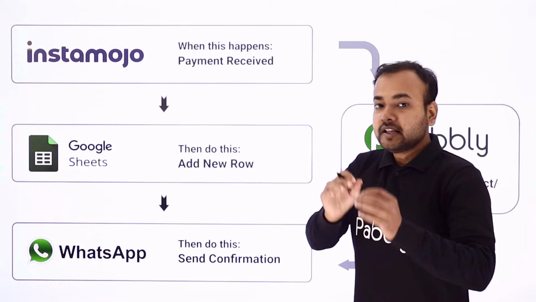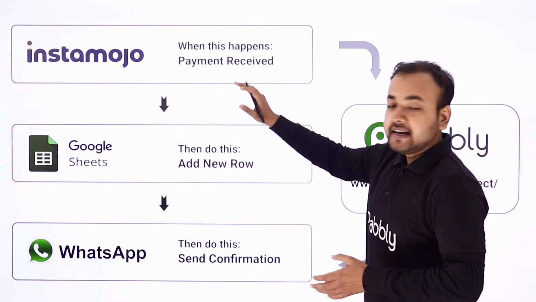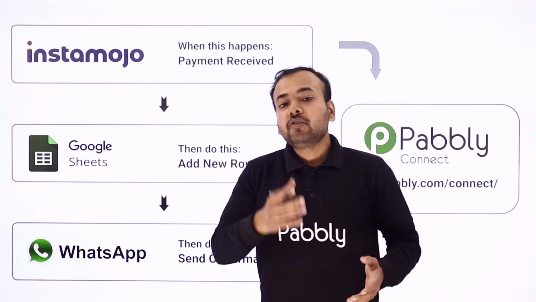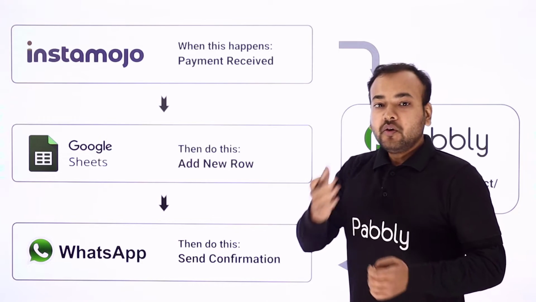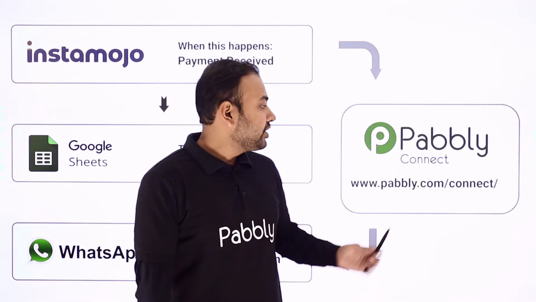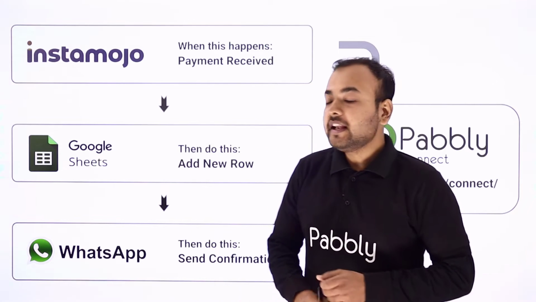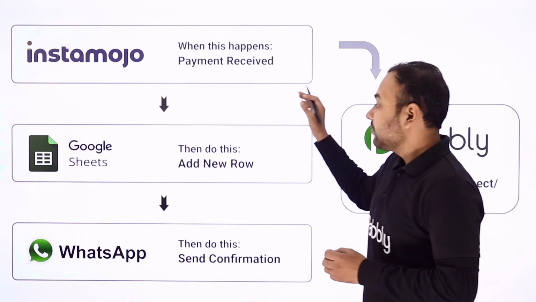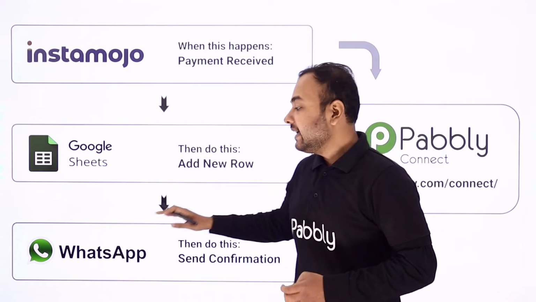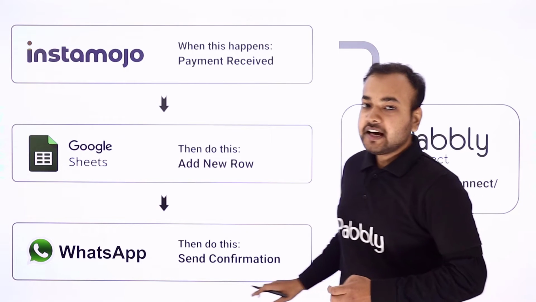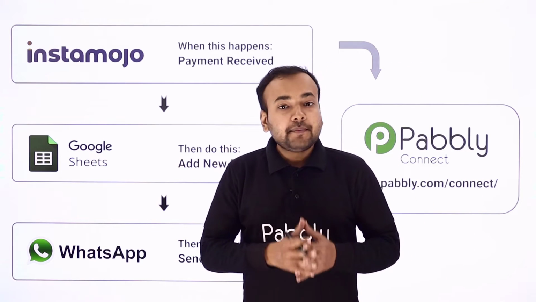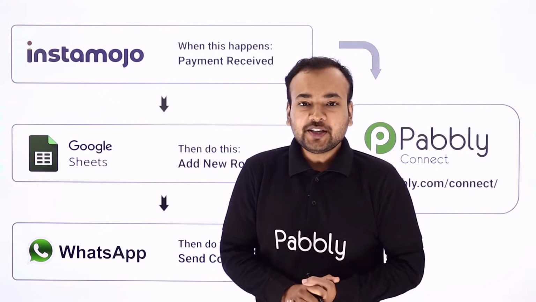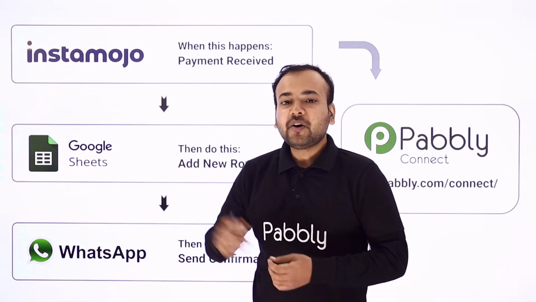And guys, the only issue here is that there is no direct connection between these three applications. So generally you have to perform this task manually. For that problem, we are using an automation software called Pabbly Connect, which will connect these three applications together such that whenever you receive a payment, the details of the payment will be saved in Google Sheets automatically, as well as the WhatsApp confirmation will get delivered automatically. And the best part of creating this automation is that you will not require any coding skills or programming knowledge. So any non-technical person can also perform this automation.